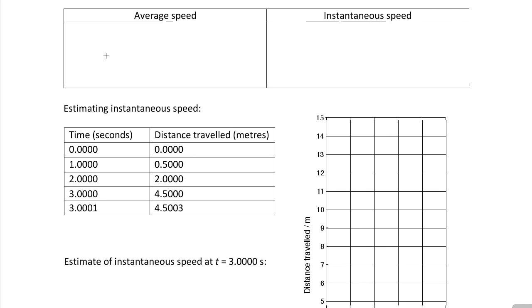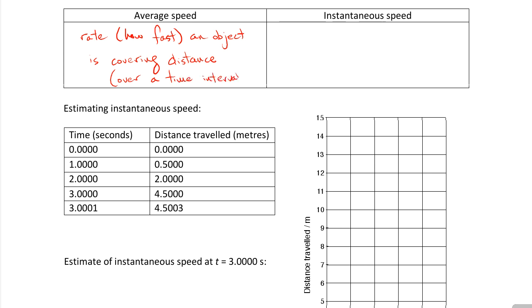Okay, so to define average speed, it is the rate, or how fast an object is covering distance. And we saw that you find that by just dividing the distance covered by the time. Average speed is that over a time interval. Instantaneous speed is the same thing, but instead of over a time interval, it's actually at 1 instant in time.